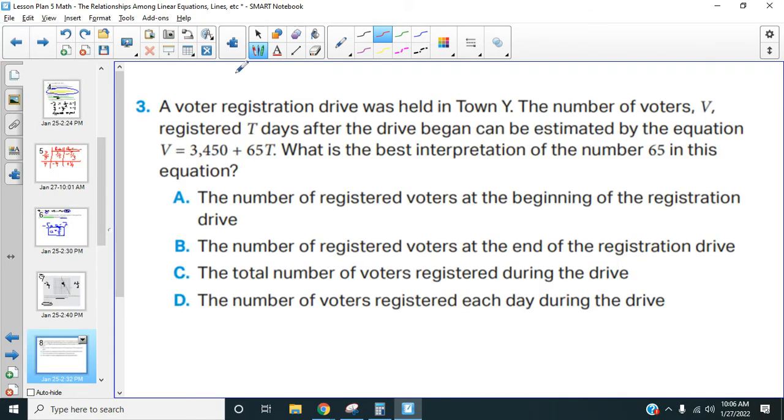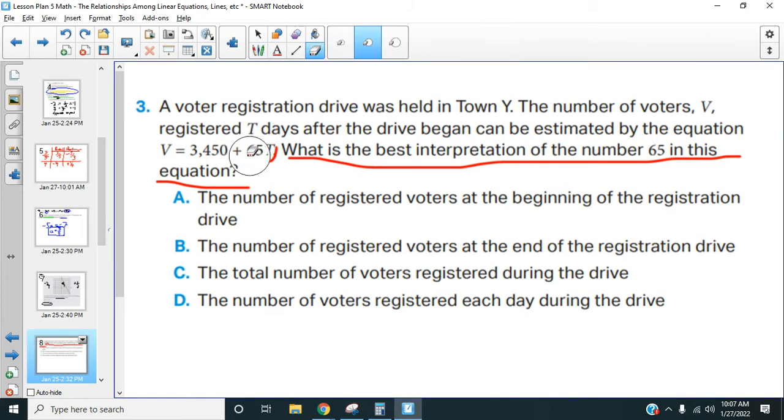Here's number 3, real quick. What's the best interpretation of the number 65 in this equation? All right. So now we can kind of look back. 65 is right next to t. T is a variable, and t is a certain number of days. 65 times the days. And this is an equation of a line, right? There's no squared, there's no cube or anything like that. It's just something to the first power.